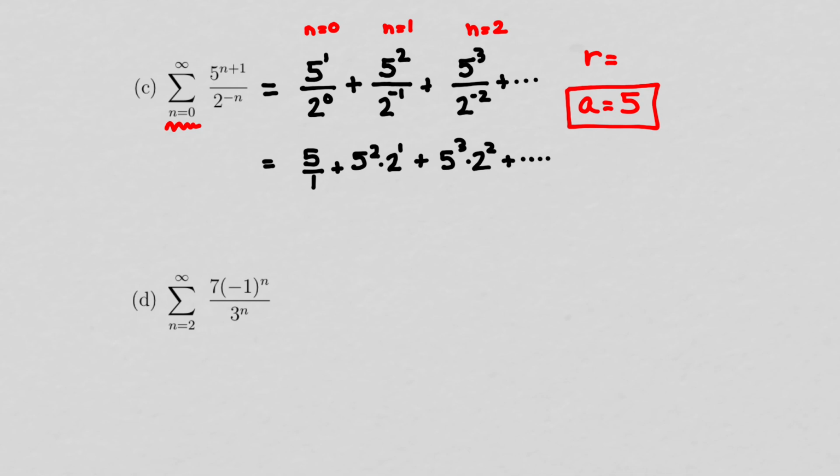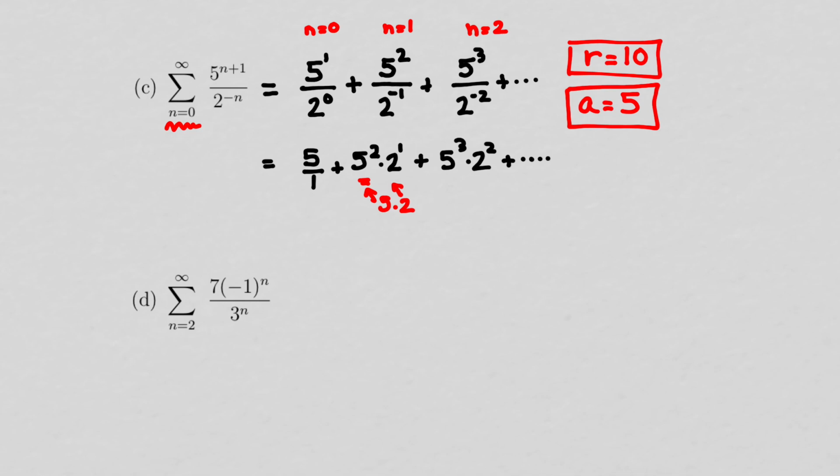And Max, do you got an R for me? It's tricky. 10. Absolutely, it's 10. Because each time I'm multiplying both by a factor of 5 and I'm multiplying by a factor of 2. So my R value becomes 10. Does that make sense to everybody?